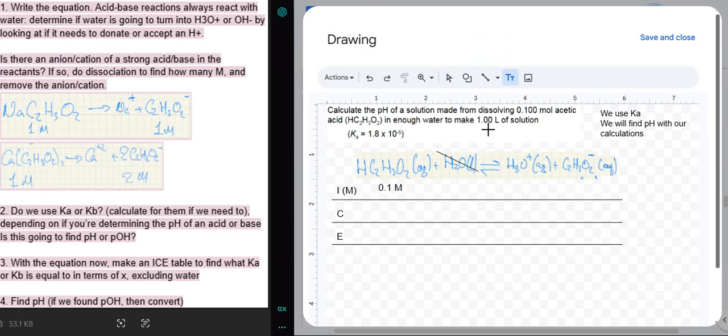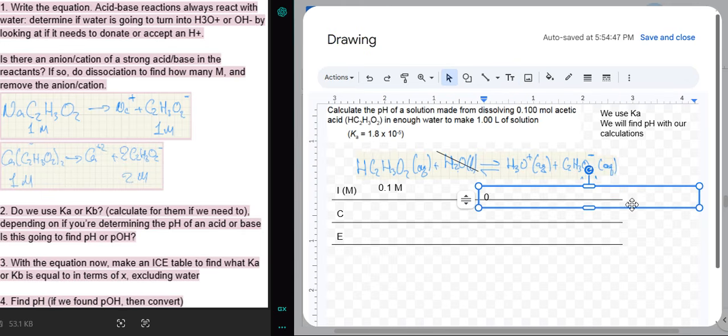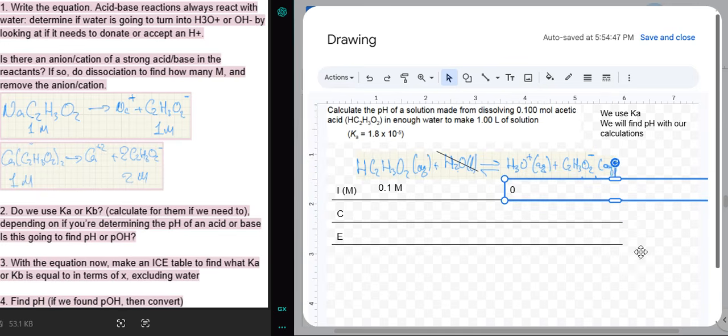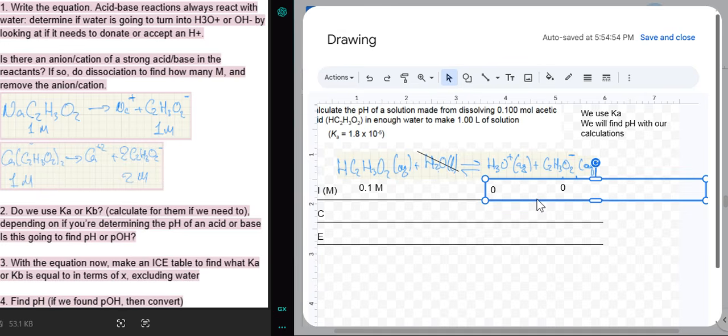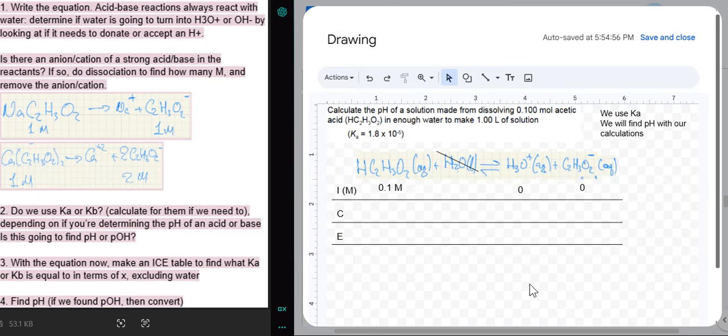And H3O plus, in this question, it doesn't state if there's any H3O plus or C2H3O2 minus. So this is 0 and this is 0. And now for the C row, we put x's.